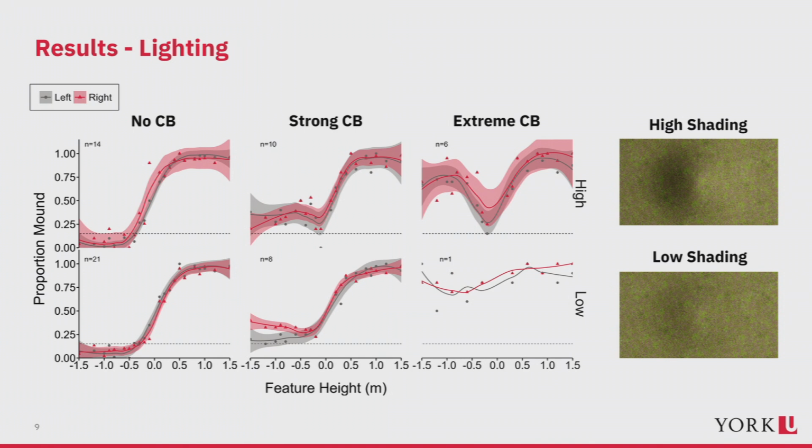Importantly, what this data shows is that the lighting direction, so I'm showing the light coming from the left in the gray and the right in the red, did not actually inform the direction of the feature or the magnitude of the bias.